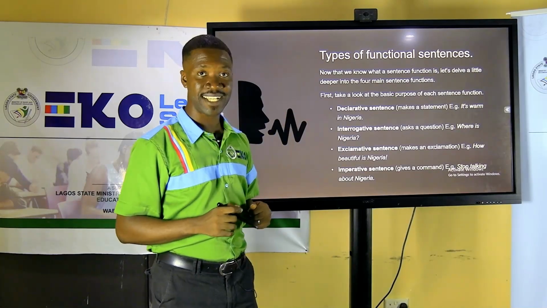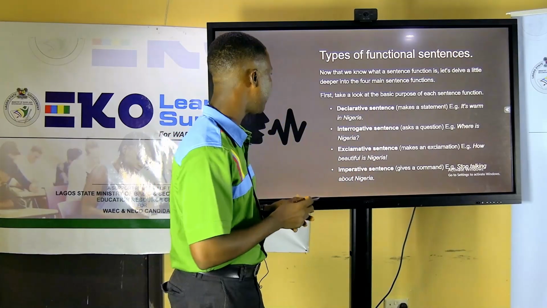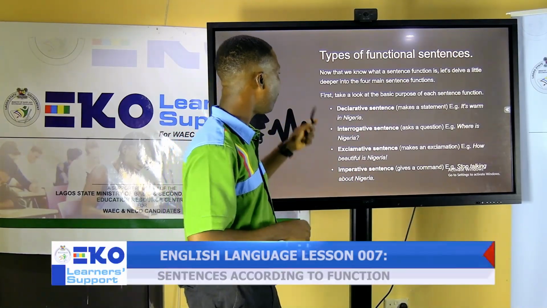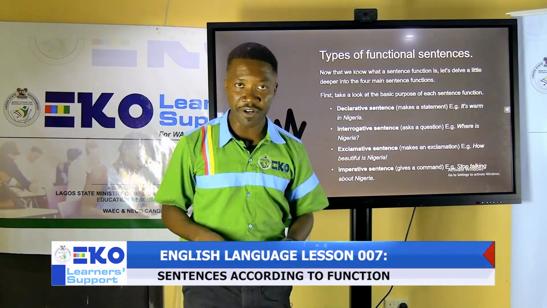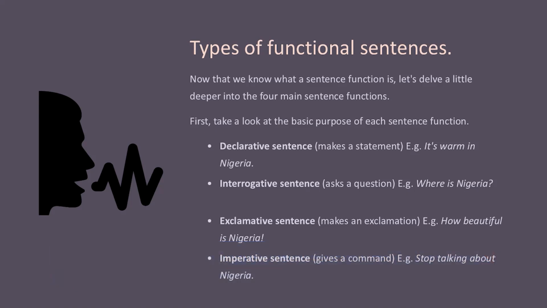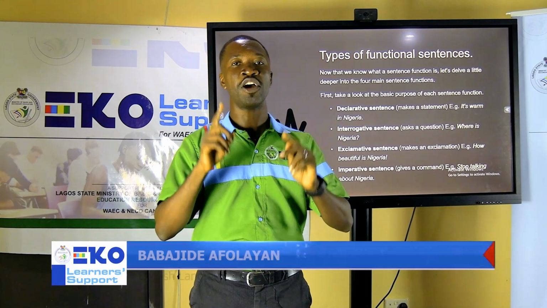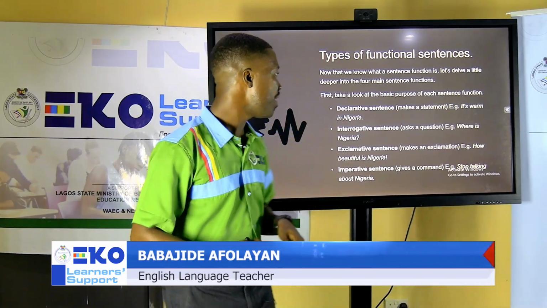Types of functional sentences. You can either call it sentences according to function or the functional sentences. In English language, we have 4 types of functional sentences. The first one is called the declarative sentence. The second one is the interrogative sentence. The third one is the exclamative sentence. And the last one is the imperative sentence. We will be looking at each of these sentences and how to identify or use them when we write.